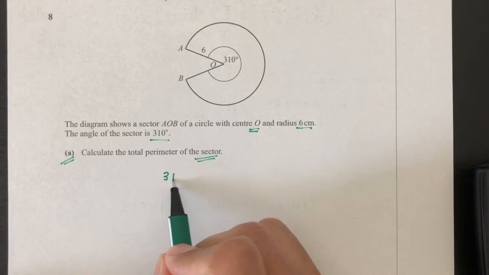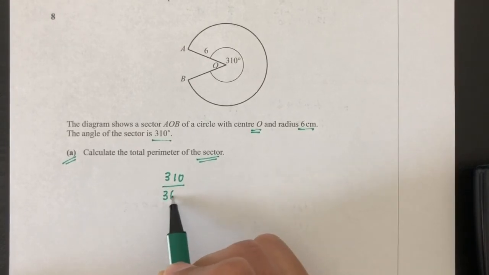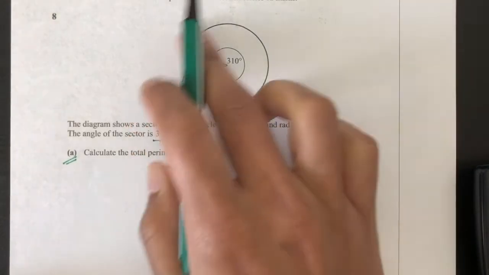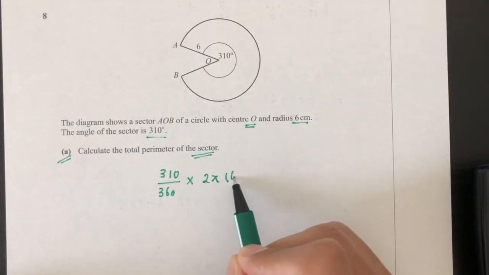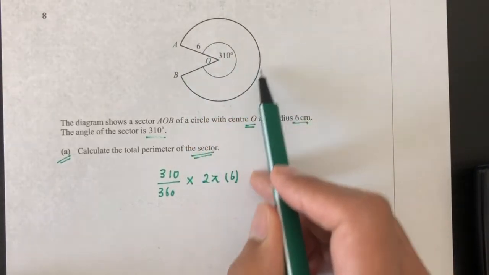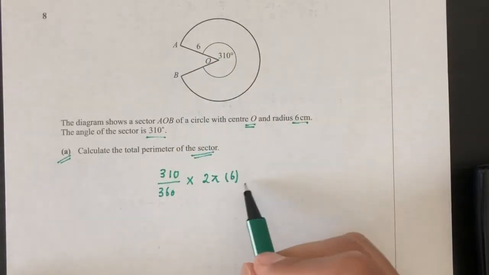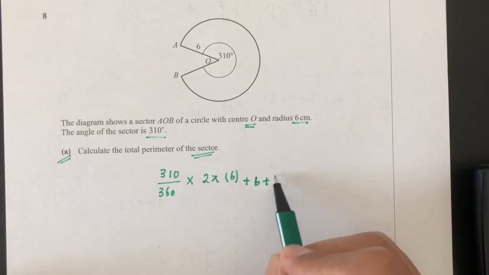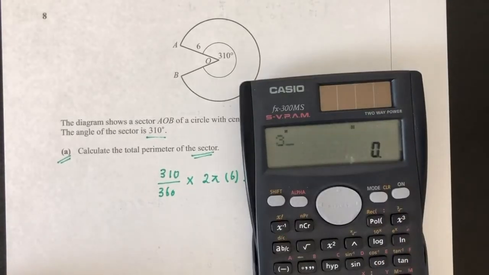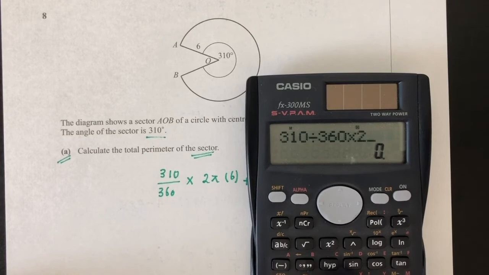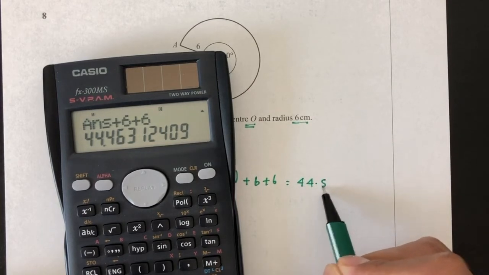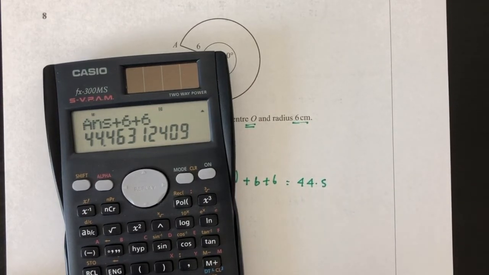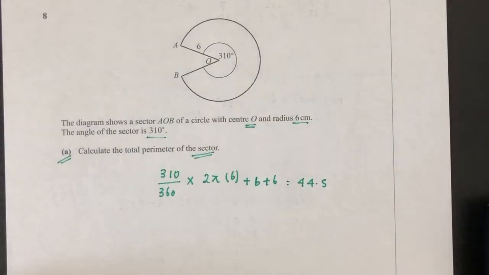The angle will be 310 over 360 times 2 pi r, where the radius is 6. That will be this side. Then we have to add this and this, which is 6 plus 6. So 310 divided by 360 times 2 pi times 6, plus 6 plus 6, that will be 44.5. So 44.5 will be the perimeter of this sector.